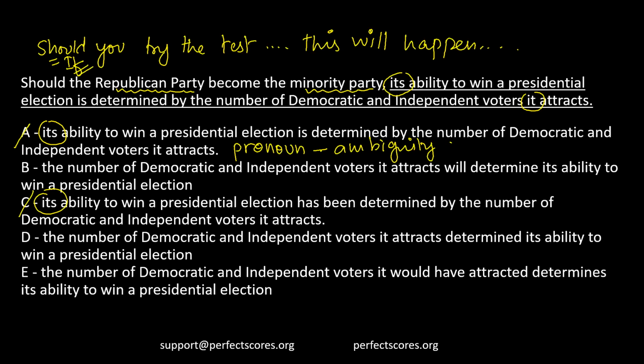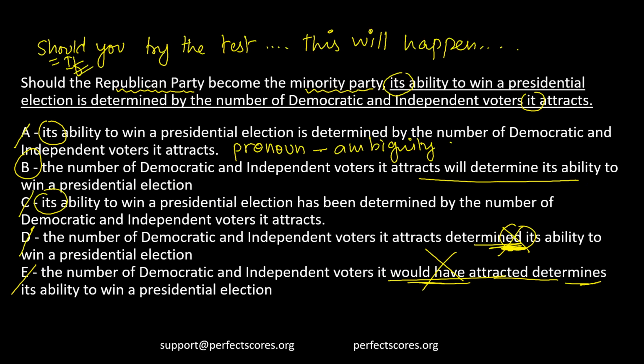Would it be D as well? D as B. So D is wrong, according to both of you, right? Yeah. I mean, yes. Okay. The number of it attracts determined, because it's wrong. What about E? It would have. Do you need the word here? No. So again, this is wrong, and B is the answer. Will determine its ability to win the presidential election.